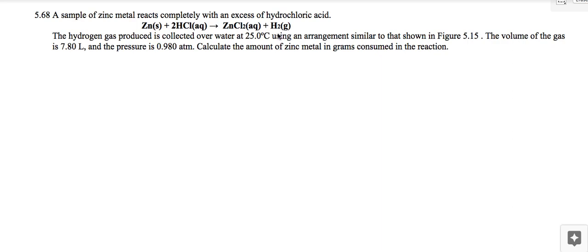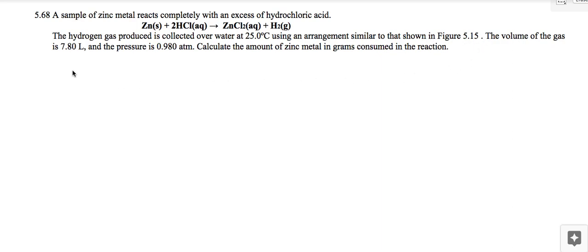We're given information about the hydrogen gas: 0.98 atmosphere, 7.8 liters, and 25 degrees Celsius. It's figure 5.15, if you want to look that up in the book. That's going to be a better drawn picture of collecting gas over water.